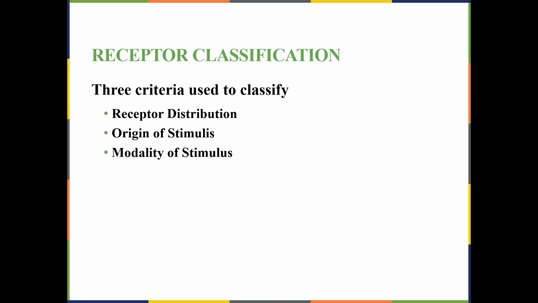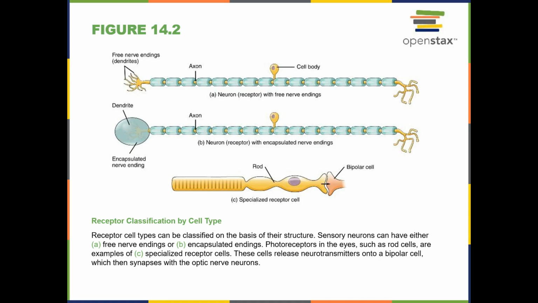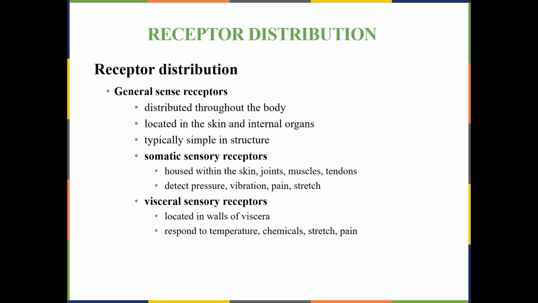So we already talked about classifying receptors by their structure, but we can also use distribution of receptors, origin of the stimulus, and the modality of the stimulus to classify receptors. So here again you can see just by the type of receptor cells you can classify the receptors. You can also look at distribution. So we have general sense receptors throughout our entire body, both internal and externally.